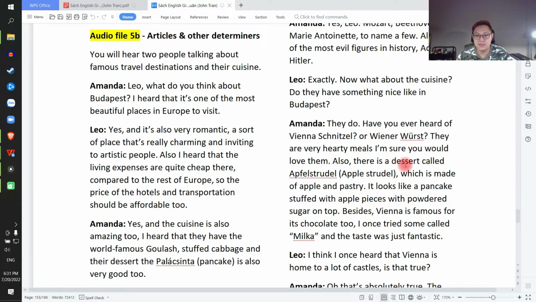There's a dessert called Apfelstrudel, or apple strudel, which is made of apple and pastry. It looks like a pancake stuffed with apple pieces with powdered sugar on top. Besides, Vienna is famous for its chocolate too. I once tried some cold Milka and the taste was just fantastic.